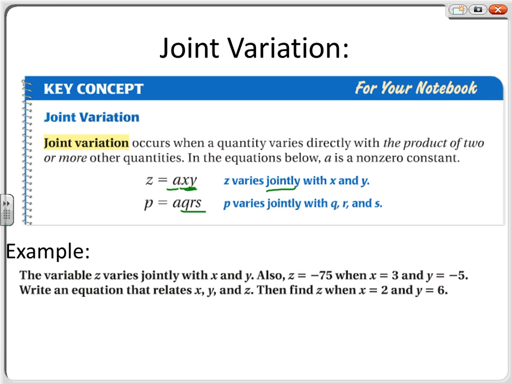So let's try this one. It says the variable z varies jointly with x and y. Do you think you could write that equation? Go ahead and try. So I have z equals a. Jointly, so I'm going to keep going, x, y. I just write it all as a product. Then they gave me all that information that I get to plug in and solve for the constant of variation. So let's do that now.